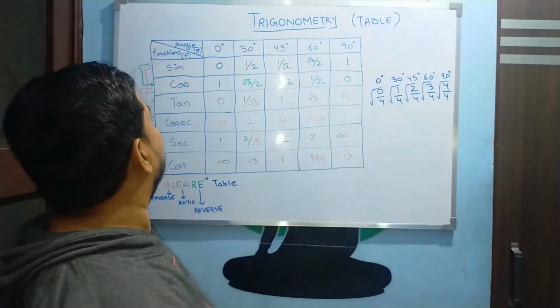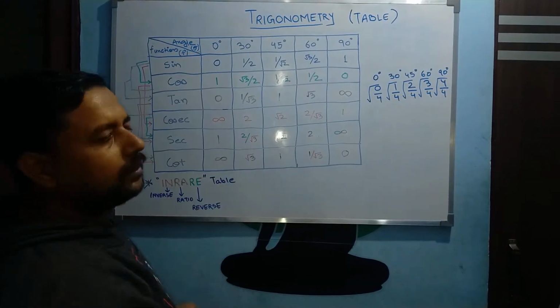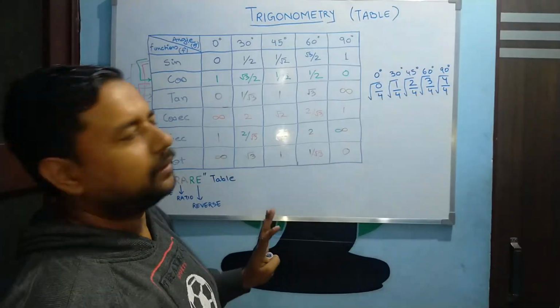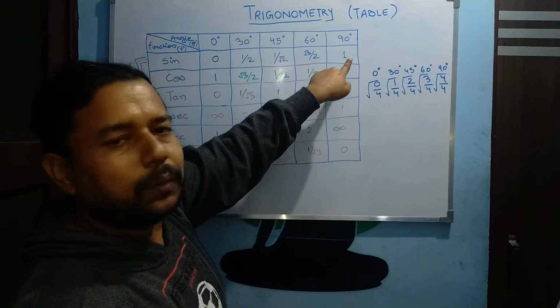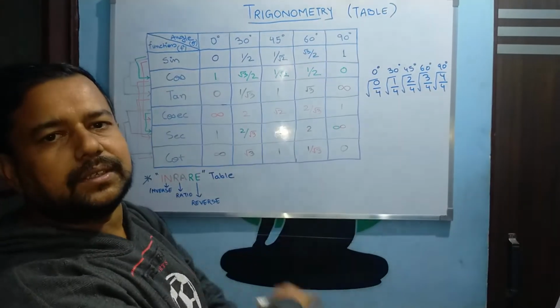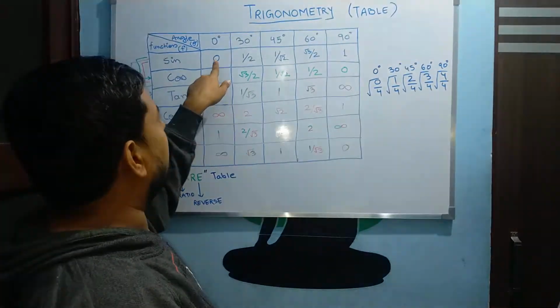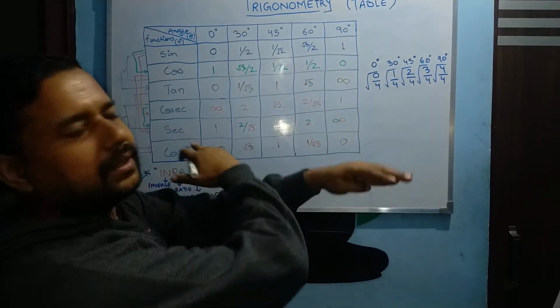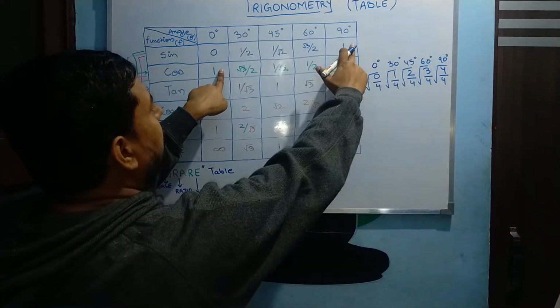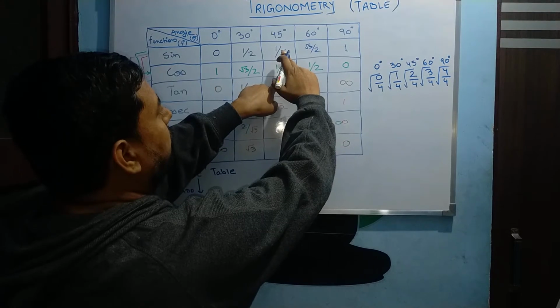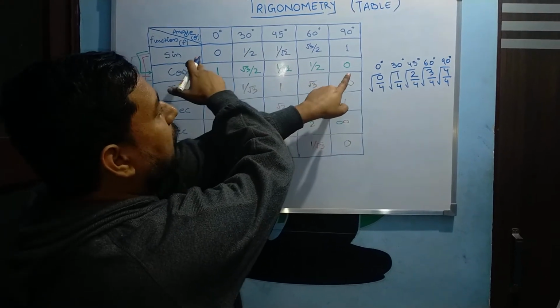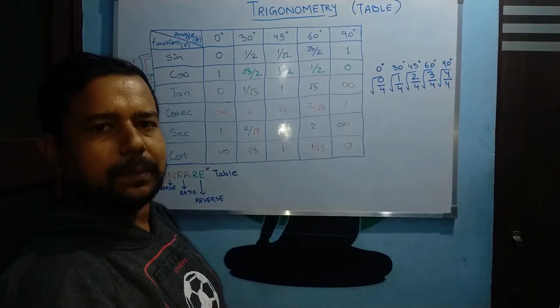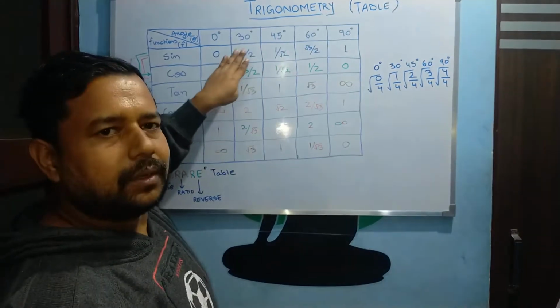Okay. Now for cos, no need to do anything. You can see this value, just reverse it. So it's starting like this, you have to reverse it. So now 1, root 3 by 2, 1 by root 2, 1 by 2, 0. Simple. We got this too.